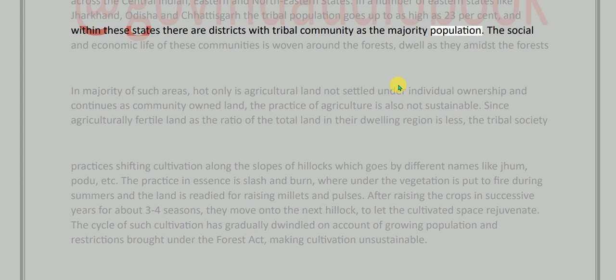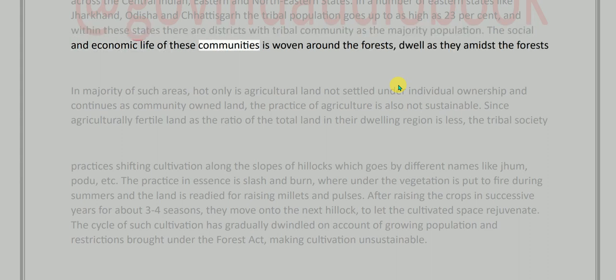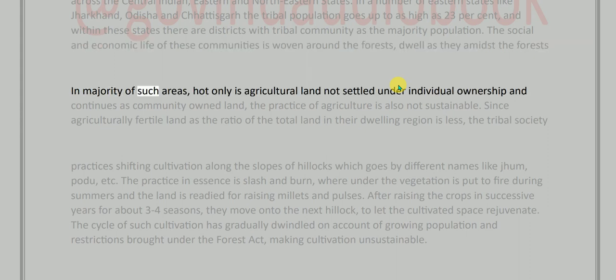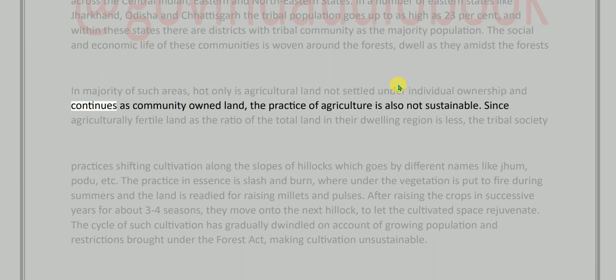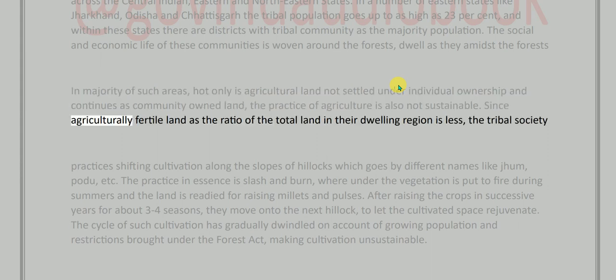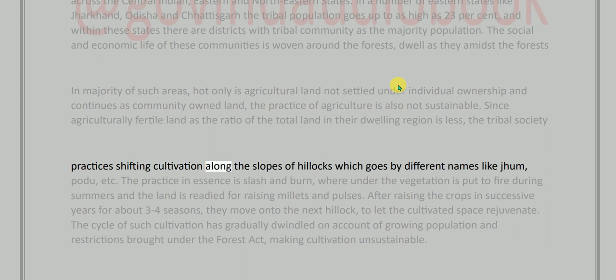The social and economic life of these communities is woven around the forests, dwelling as they do amidst the forests. In the majority of such areas, not only is agricultural land not settled under individual ownership and continues as community-owned land, the practice of agriculture is also not sustainable. Since agriculturally fertile land as a ratio of the total land in their dwelling region is less, the tribal society practices shifting cultivation along the slopes of hillocks, which goes by different names like jhum, podu, etc.